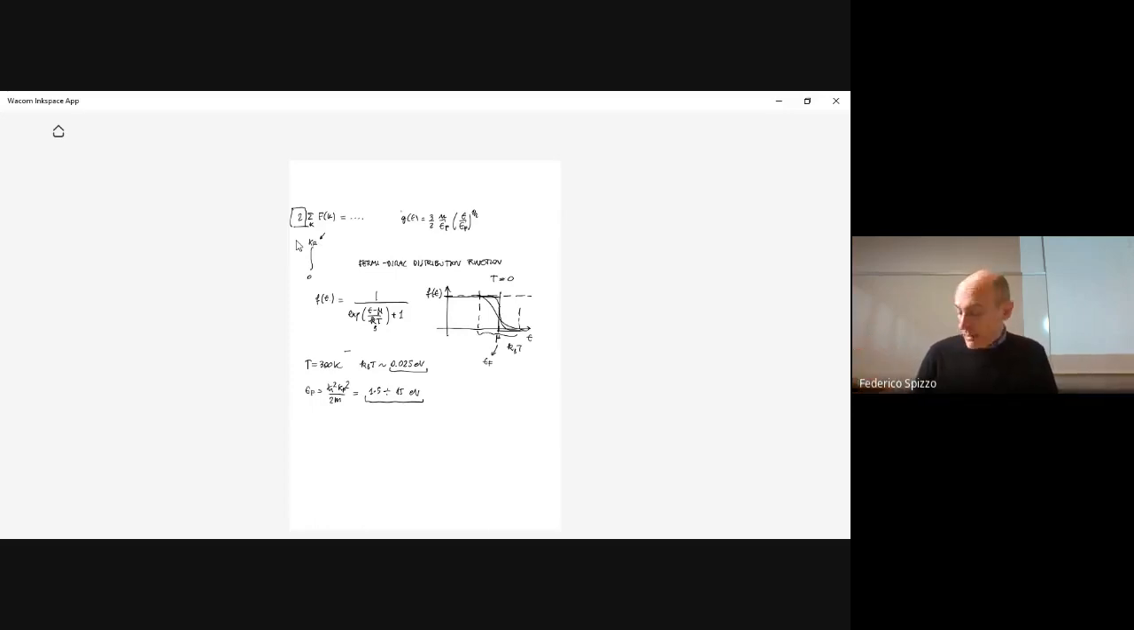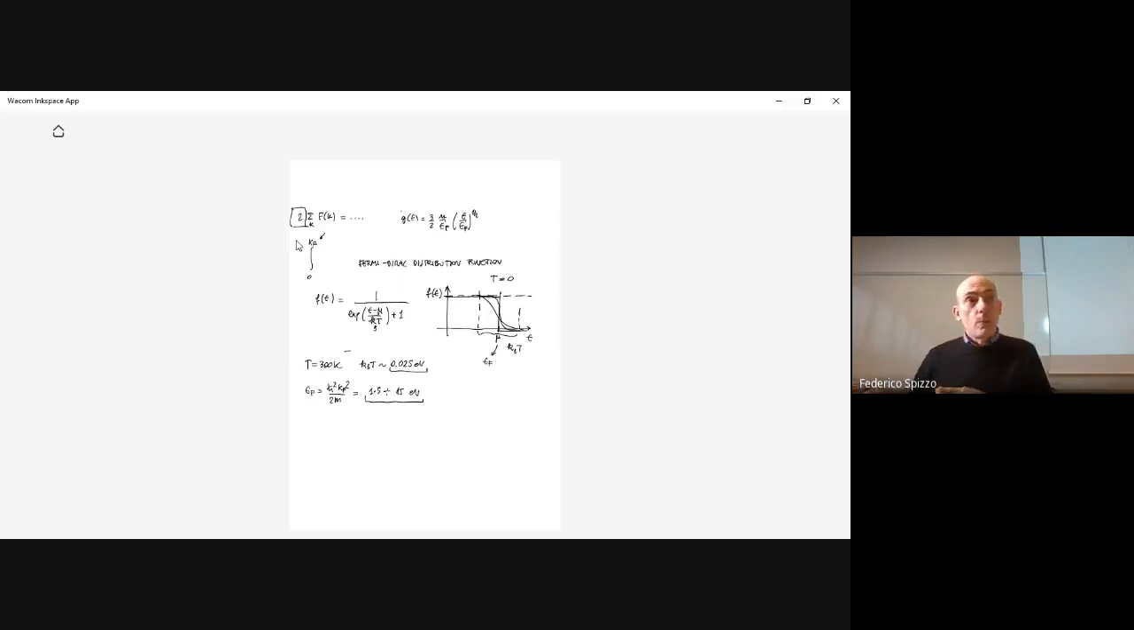Just to conclude this comment, when do we expect to see a variation like the one that I plot here? When do we expect the Fermi-Dirac distribution to be strongly different from a step function? If we want to observe a strong modification of the Fermi-Dirac distribution, we have to set the temperature to a value such that the thermal energy is comparable to the Fermi energy. In that way, we have a strong modification of the shape of the function.